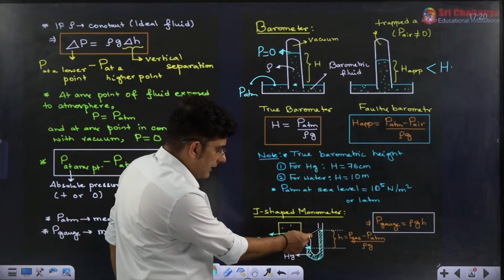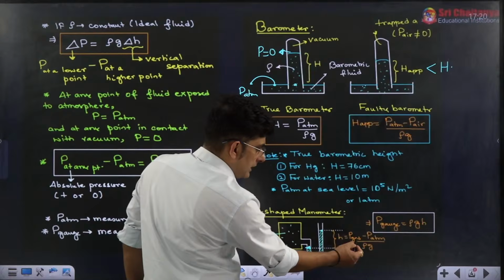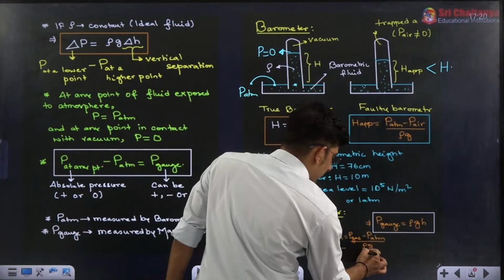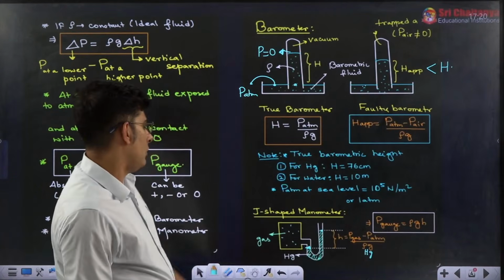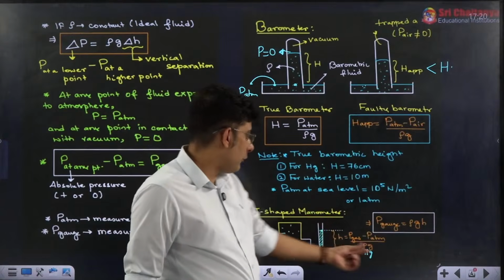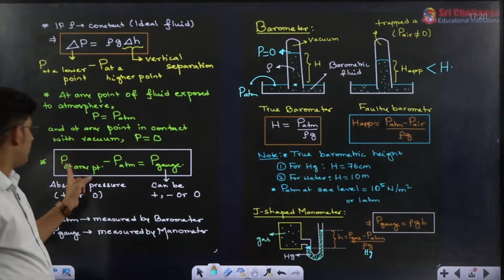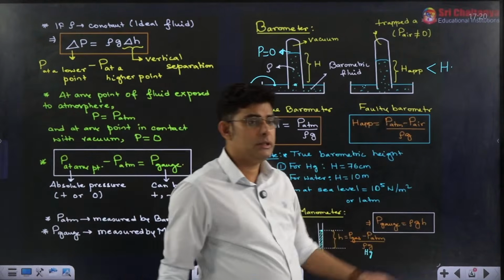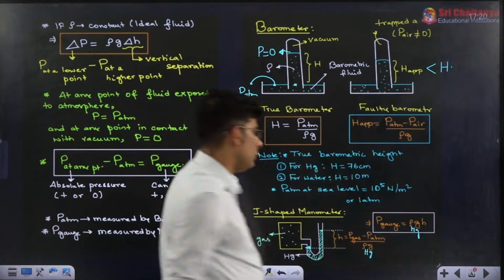So P gas minus P atmosphere. I am again telling P gas here because this is in contact with gas, and this is in contact with atmosphere. So P gas minus P atmosphere equals rho g H. So here we get H equals (P gas minus P atm) by rho g. Whose density are we taking? The barometric fluid, which is rho of Hg. So here P gauge. Pressure at any point minus pressure of atmosphere is gauge pressure. So gauge pressure is rho of mercury into g into H.